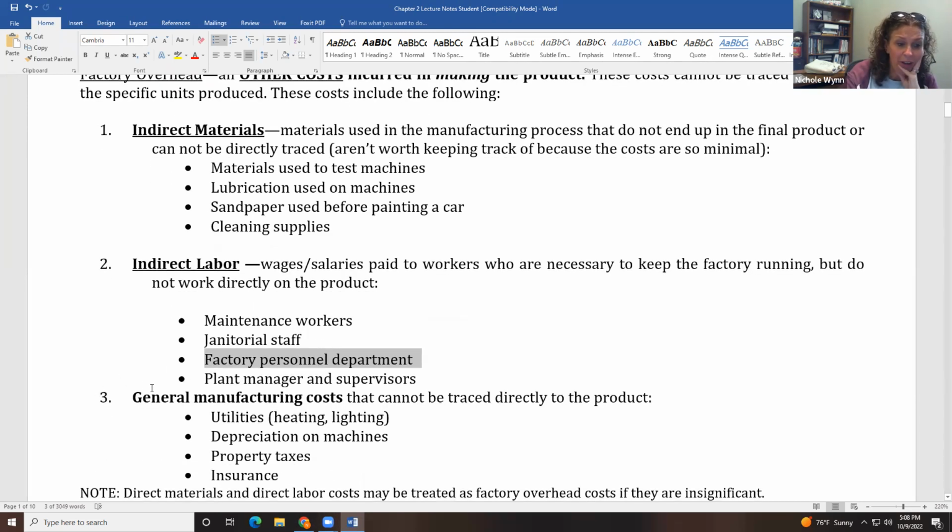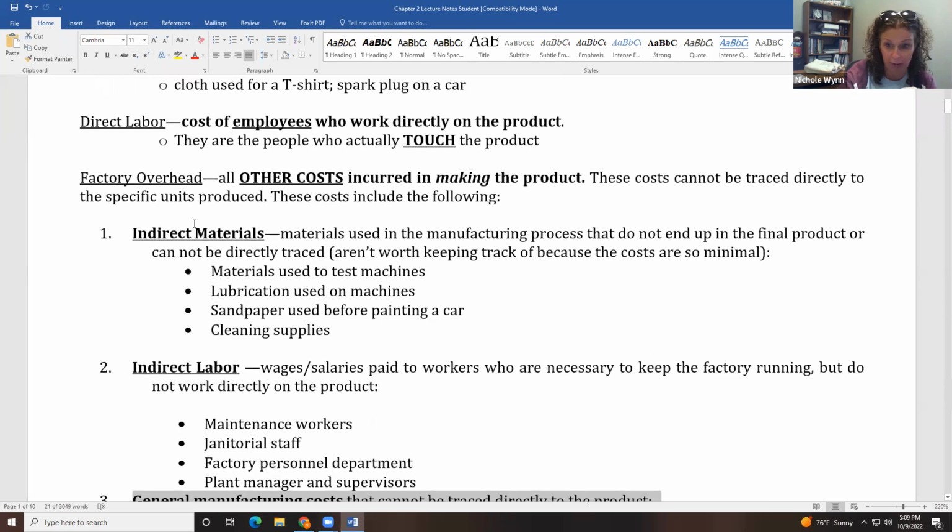And then general overhead are things that you guys would think of as overhead. So you have to have lights in the building to be able to make the goods. You have to run the machines with electricity. You have to depreciate the machines, property taxes and insurance on the factory, everything that relates to the factory. But if it doesn't relate to the factory, it won't be an overhead. Okay.